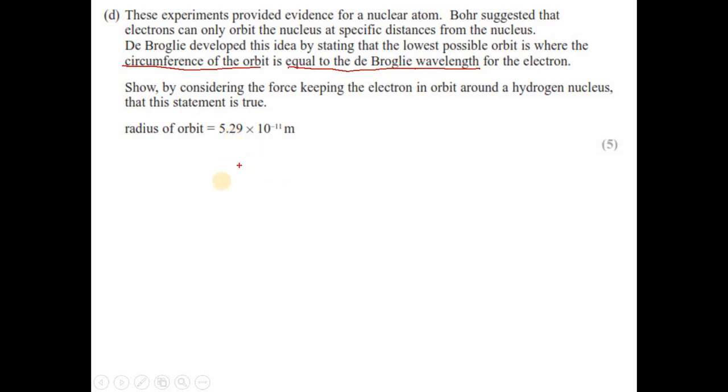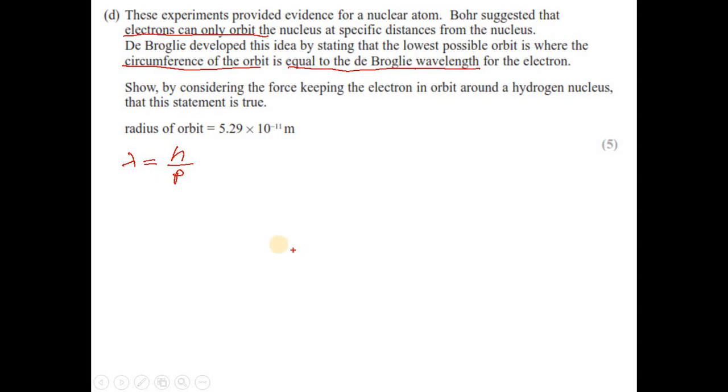So you know that the de Broglie wavelength is lambda equals h by p, where p is the momentum. That means you need to figure out somehow the momentum of the particle, and this is all about the electron, because the electron is orbiting.